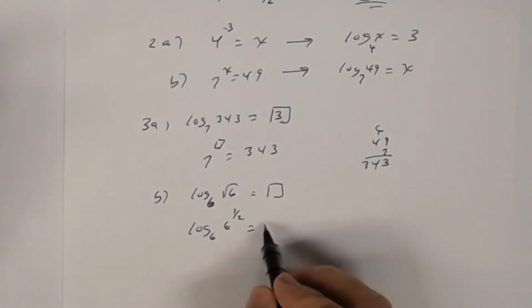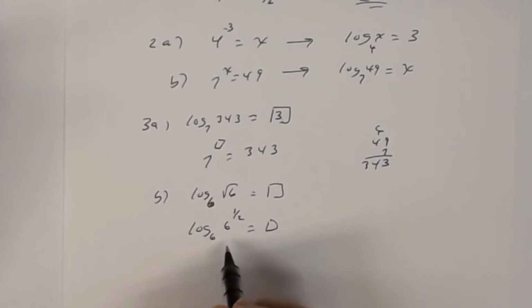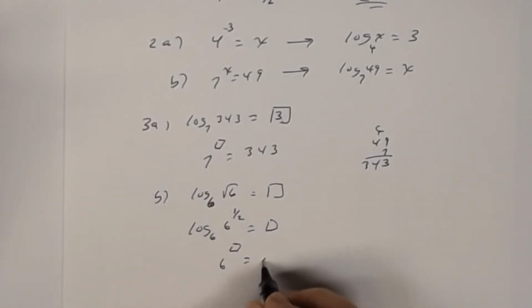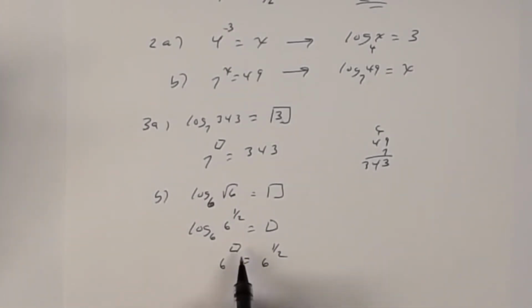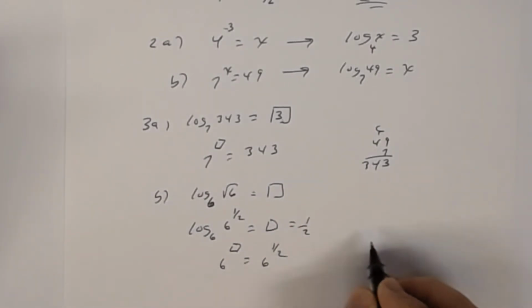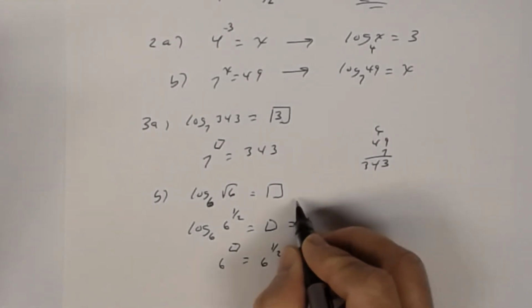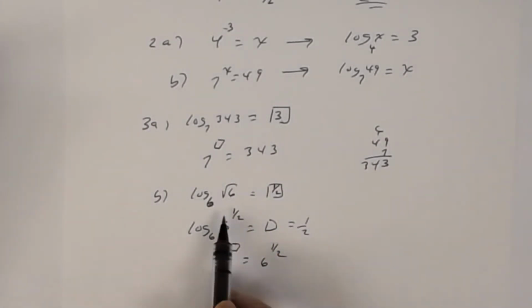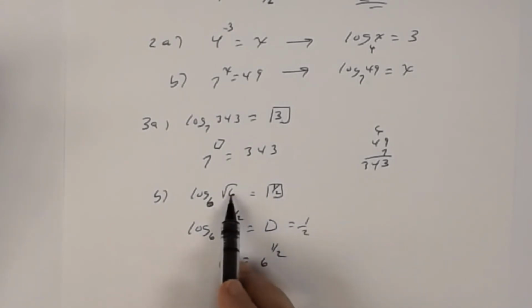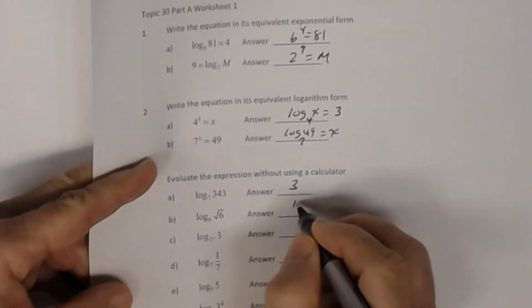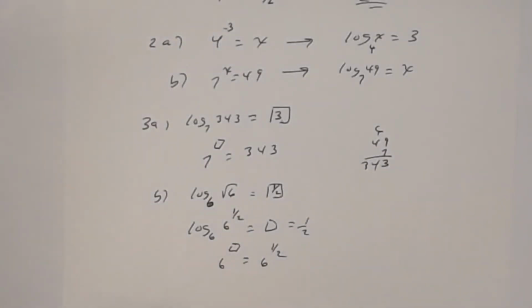All right. So let's change this to exponential. So 6 to the box equals the argument, which is 6 to the 1/2 power. Well, remember, the bases are the same, so that means the exponents have to be the same. So your box has to equal 1/2. So the answer is 1/2. All right, so 6 to the 1/2 power equals the square root of 6. So 1/2.